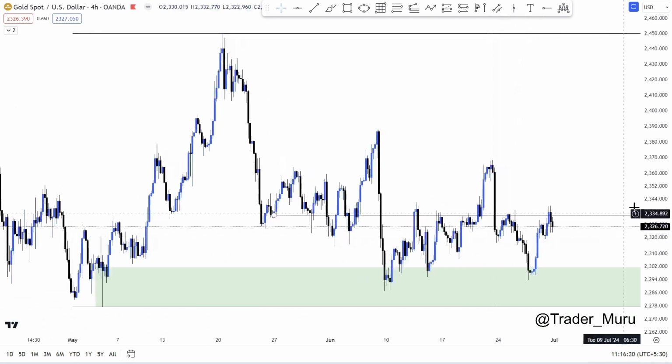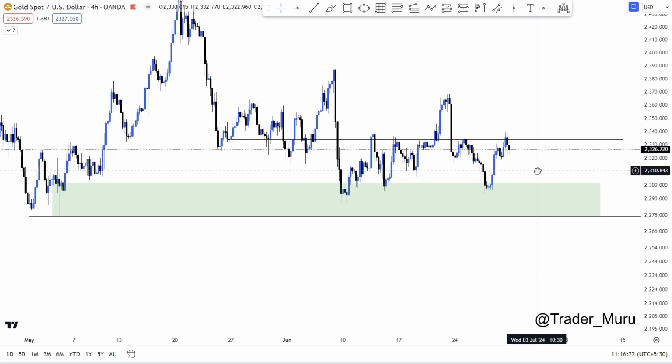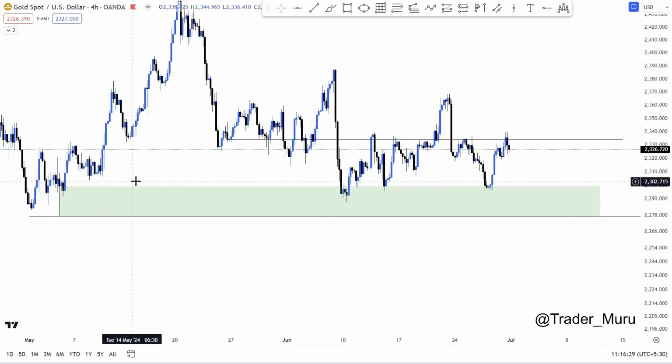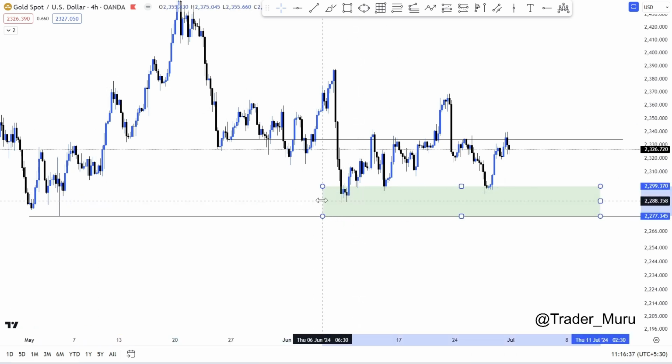In the 4 hour we can see this. Let me just adjust this demand zone a bit. Okay, this is the perfect demand zone from which gold keeps bouncing right now. The first bounce was here from the demand zone, then the second bounce is happening from this demand zone.